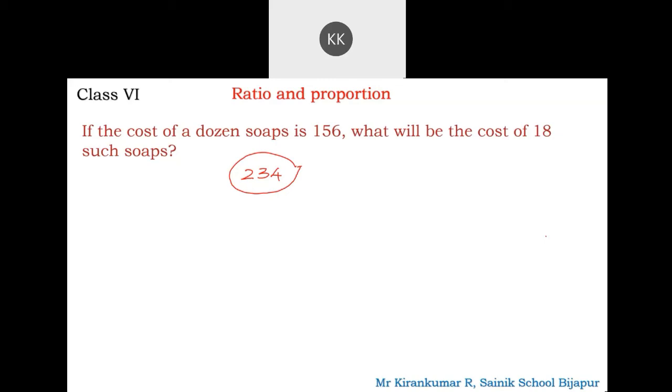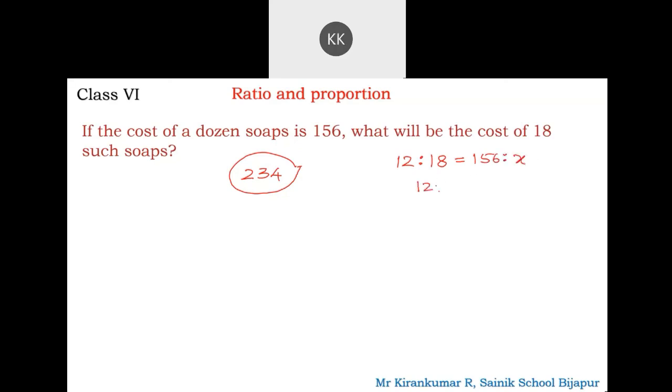Yes, Dinesh, please say. Sir, it is direct proportion. We cross multiply, so 18 into 156 upon 12. He says it is in proportion. 1 dozen, 12, is to 18 as 156 is to x. We can write like this.